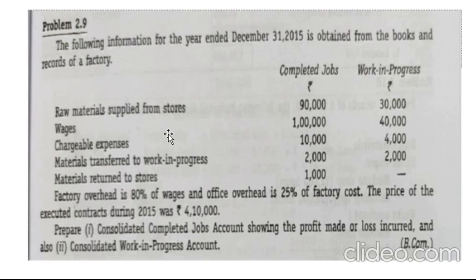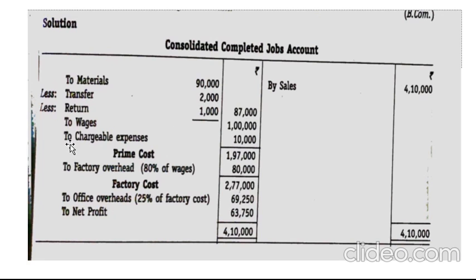Next you have chargeable expenses. Chargeable expenses 10,000. So the format will be same as you are preparing job cost sheet, but in the form of account. When it is stated as prepare any account, it would usually be in your debit and credit column wise statement. So to chargeable expenses 10,000.